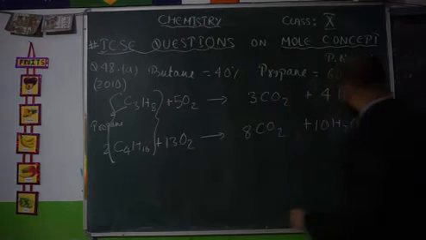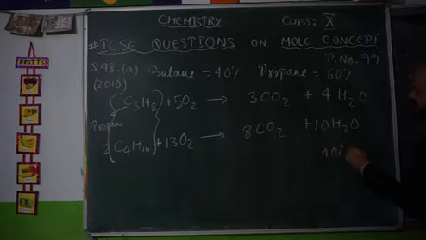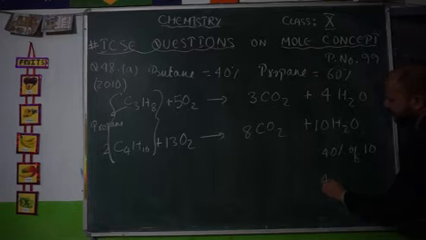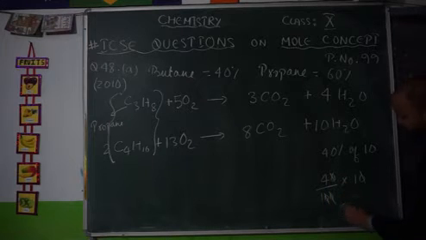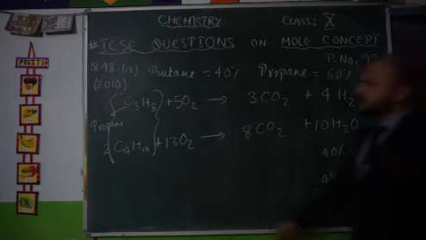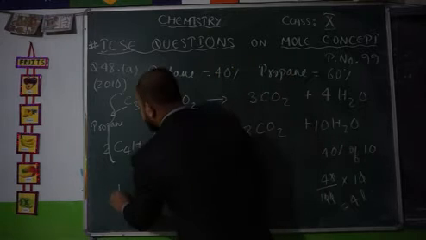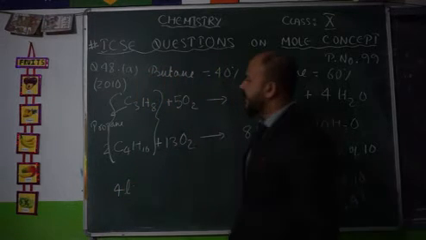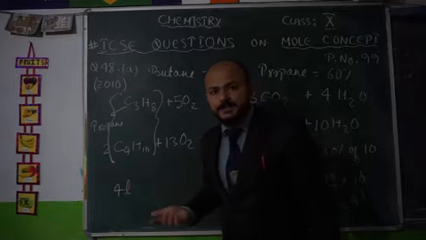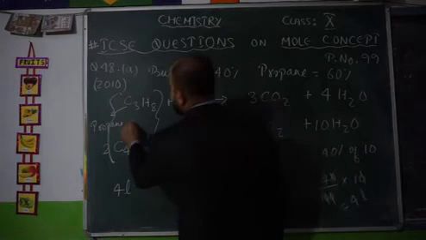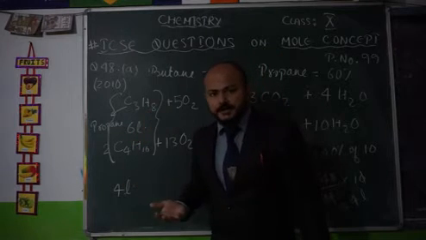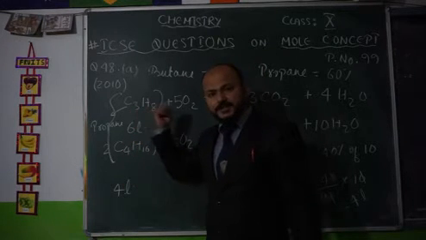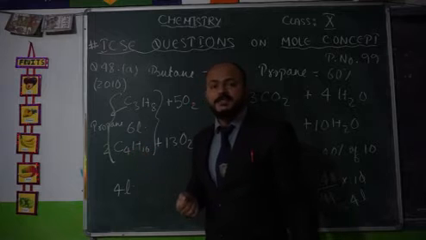So you can calculate 40% of 10 liters. How much is it? Calculate 40 by 100 into 10. Once you cancel it out, you get 4 liters. So they have taken 4 liters of butane, and the rest, that is 60% of 10 liters, is how much? 6 liters of propane. So at first you need to identify how many liters of propane are taken and how many liters of butane are taken.